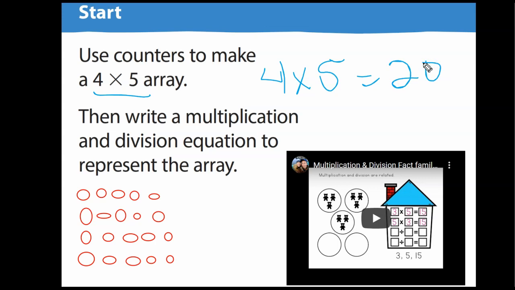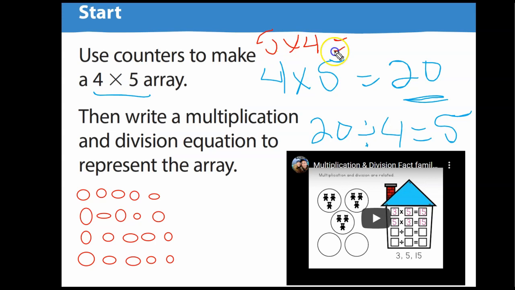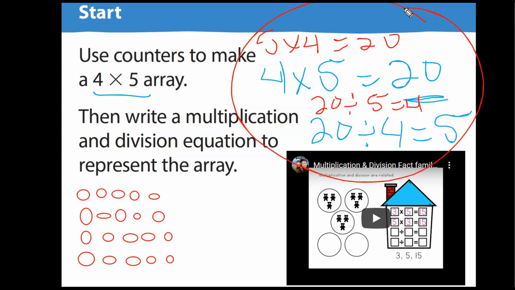Now what would be my division equation? 20 divided by 5. So hold on, I need the total first, right? That's 20 divided by, I'm going to go by 4 because I have 4 rows, or you can do 5 too, but 4 rows with 5 each. My other multiplication equation could be 5 times 4 equals 20. And then what would be my other division equation? 20 divided by 5 equals 4. And all this is called a fact family.